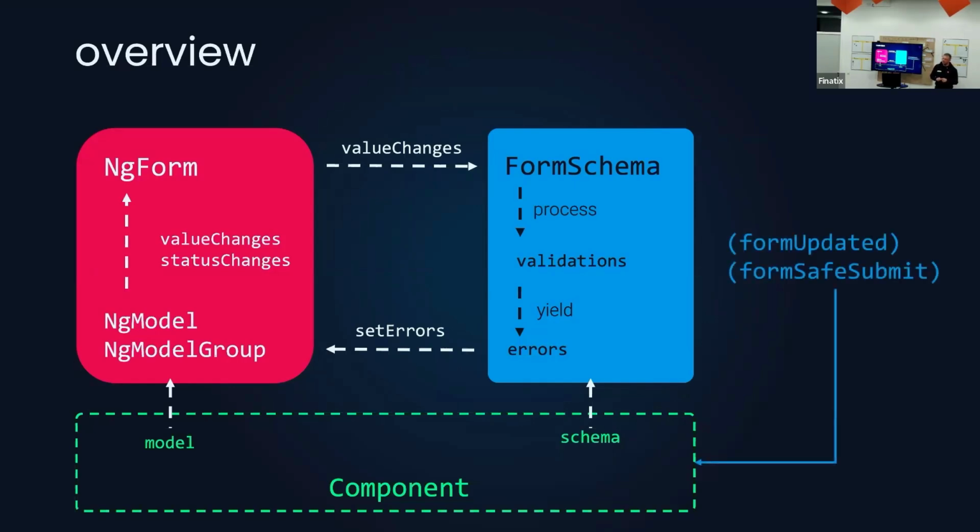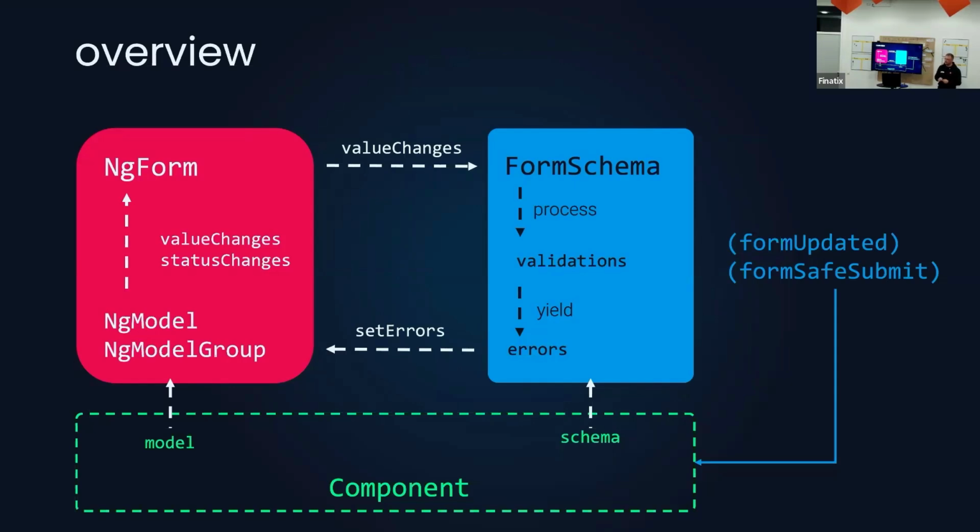A cool thing about introducing a schema is that we can enhance the API of our form with useful utilities. You can have a form updated event to keep your model in sync in the component if you want to work with your data even further, if you want to trigger some side effects or refetch some data because of a form change, you can hook into this form updated event.